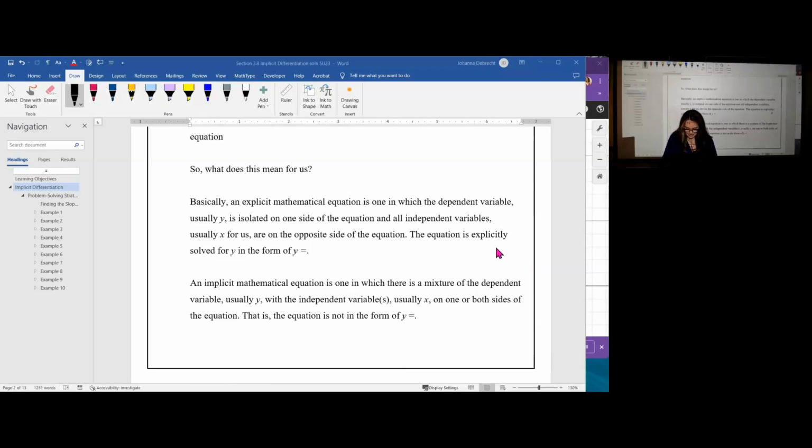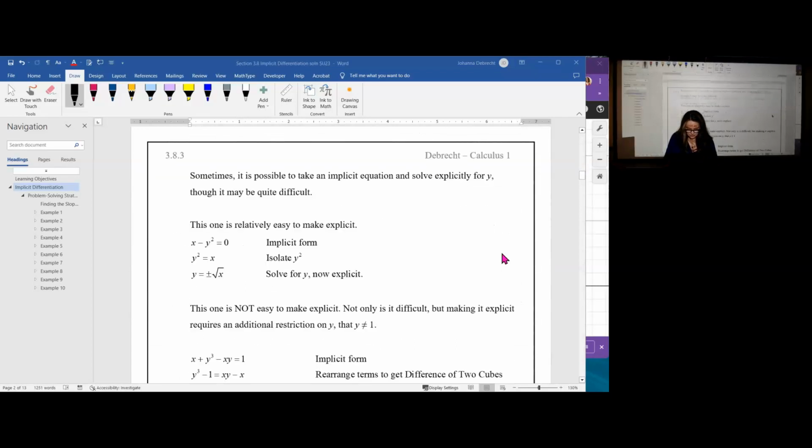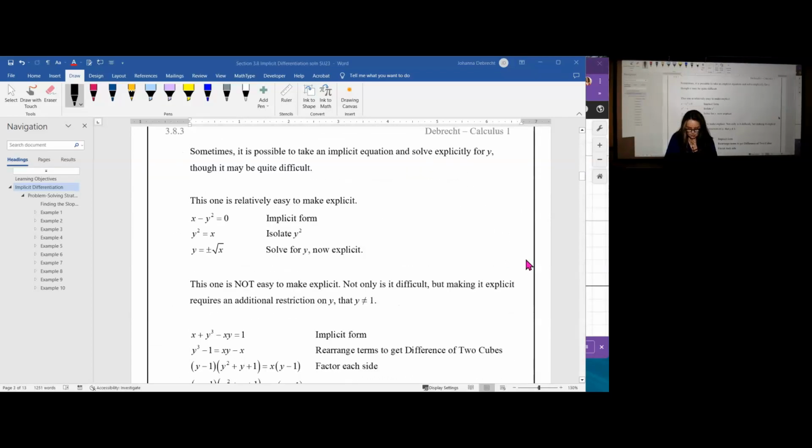All right, let's now take a look at some other examples so that we can fully understand what the difference is between explicit and implicit. This equation right here, x minus y squared equal to 0, is written in implicit form because it does not say y equals.